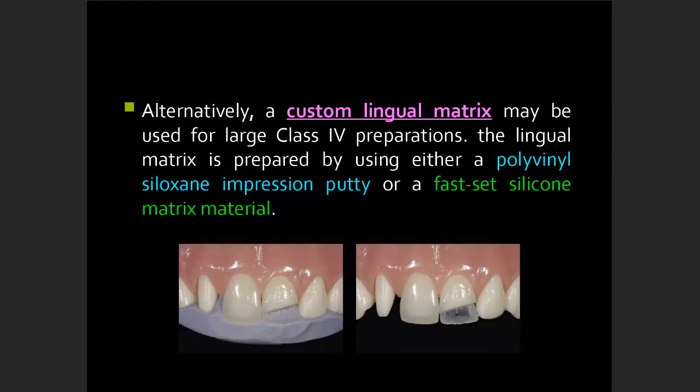Another popular technique which is followed is making a custom lingual matrix. As you can see in the picture, the upper left central incisor is almost half of it fractured. Now when you are building a big composite restoration, the lingual matrix is very helpful.